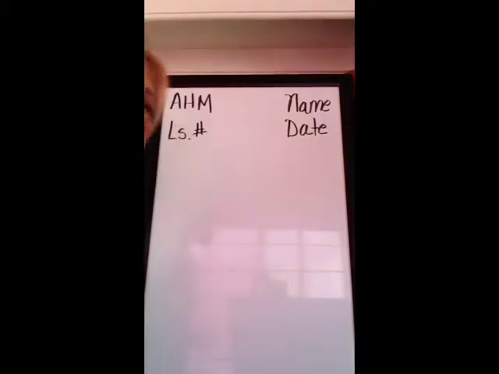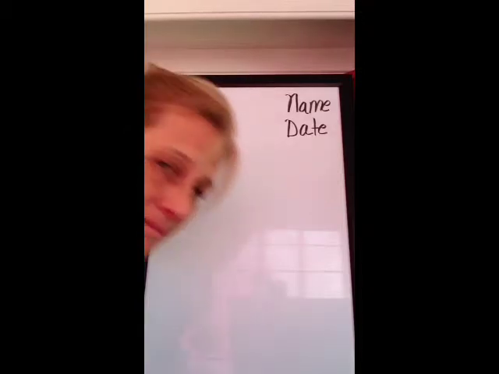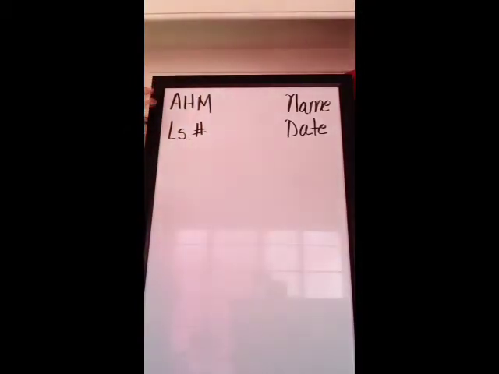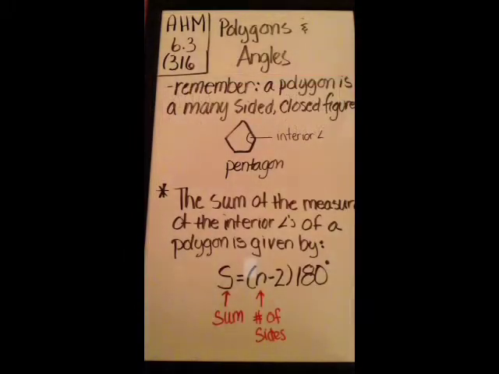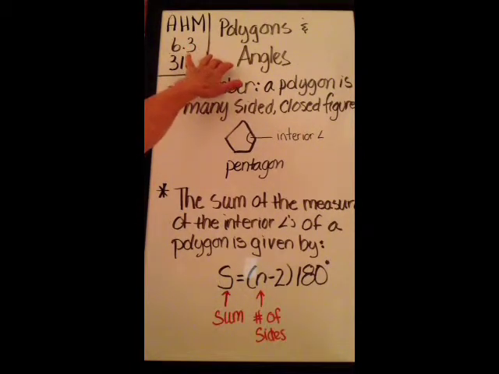Okay, you ready? All right, label your paper like this. AHM, which stands for At-Home Math. The lesson number, today's date, or your name, and then today's date. Okay, today we're going to look at lesson 6.3. It's on page 316 in your book. It's on polygons and angles.